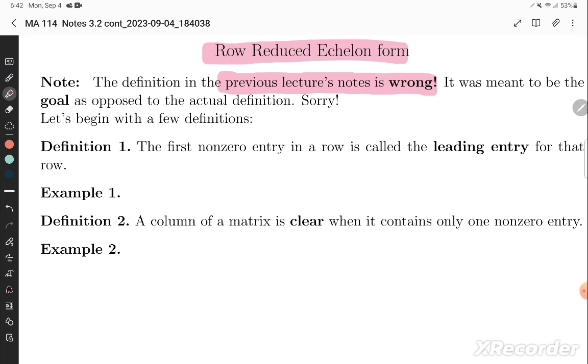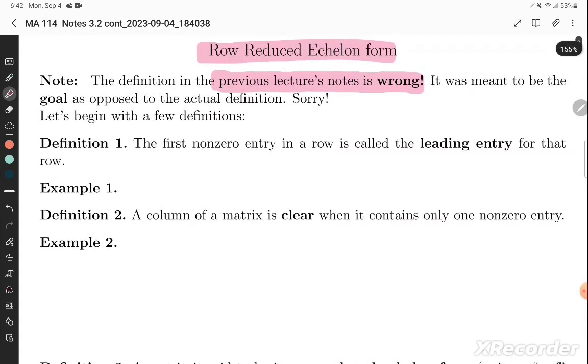What I meant to write down last time was that was our goal. The definition that I had down for row reduced echelon last week was supposed to be the goal if we want to look for one solution only. And we'll talk about those things later on in this lecture. But before we get to those things and correct that definition, let's talk about a few definitions and go over some examples real quick. And then we can begin to get to the meat of this lecture.